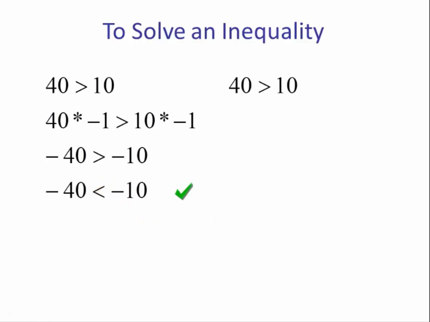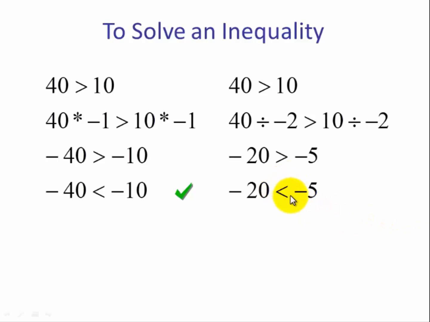Now let's do one where we divide. If we divide by -2 to both sides, we are left with -20 is greater than -5. Again, this is a false statement, but if we flip the sign, we are left with a true statement. So if we multiply by a negative number, or if we divide by a negative number, we have to remember to flip the sign.